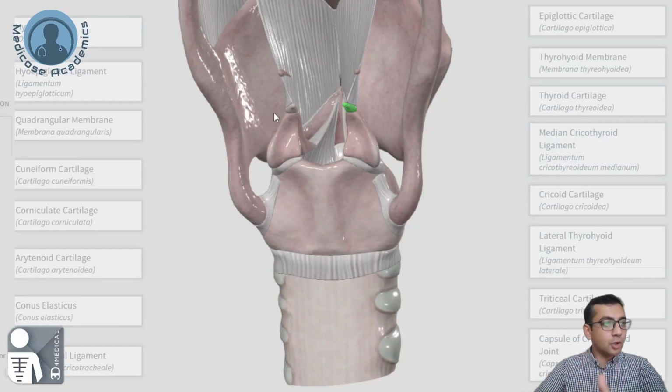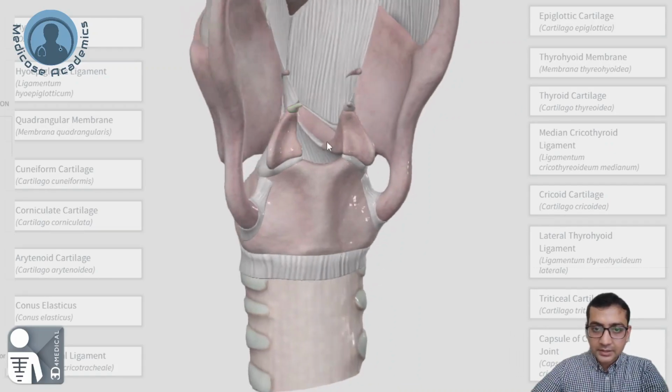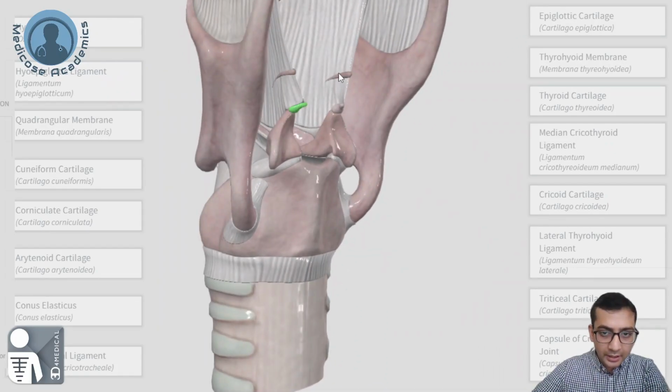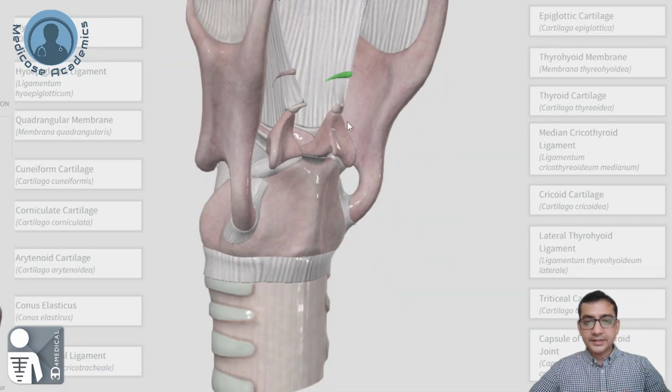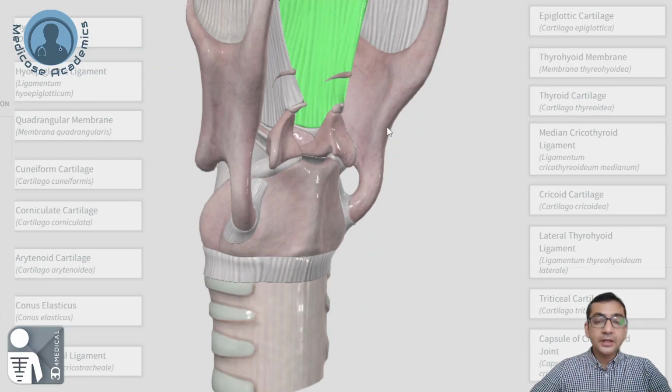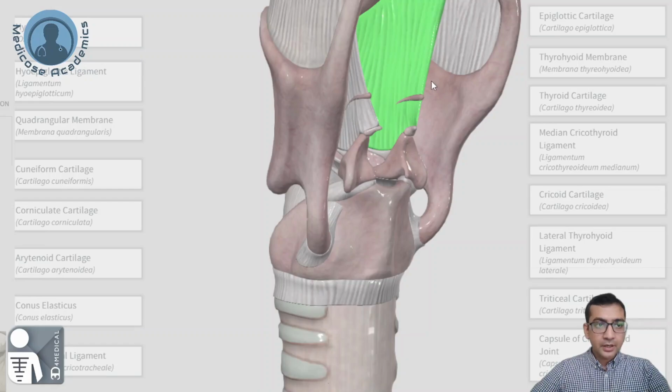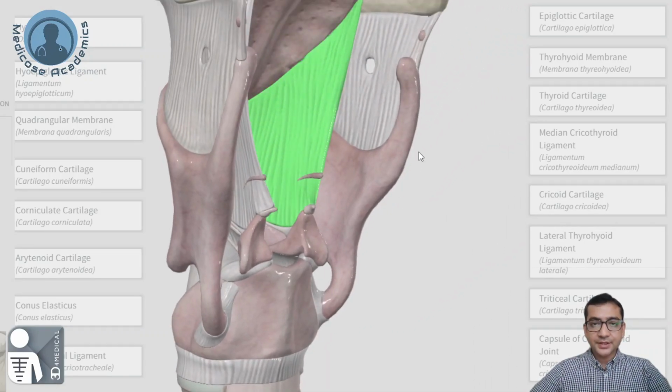They are present on the top of the arytenoid cartilages. This one and this one. These are corniculate cartilages, not attached with the rest of the cartilaginous skeleton. This is the cuneiform cartilage. These are present in this membrane, the quadrangular membrane, membrana quadrangularis. We will be discussing it shortly.